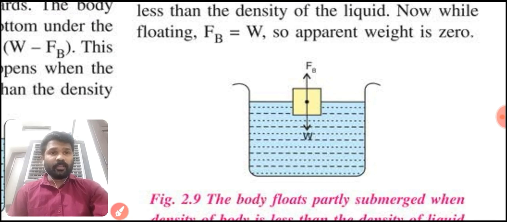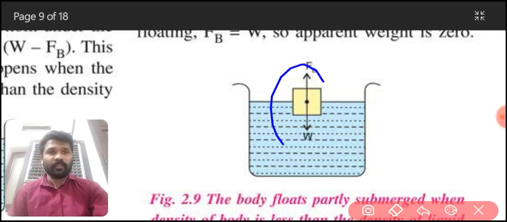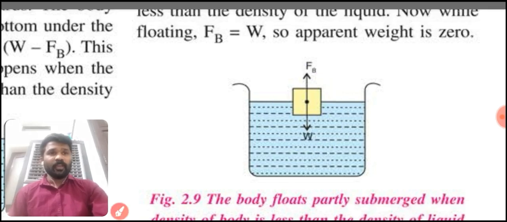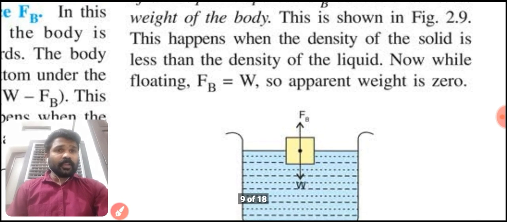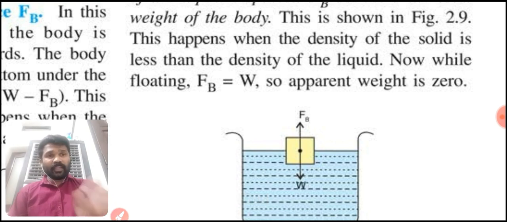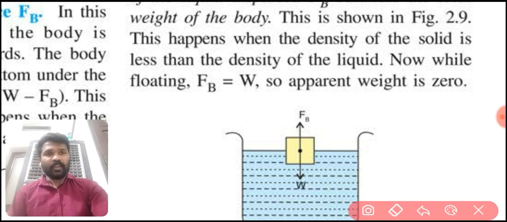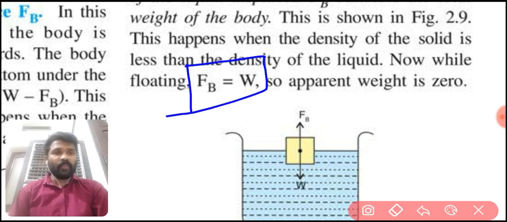Half of the body is immersed. Half of the body is immersed in the liquid, and half of the body is above the surface of the liquid. Okay, students. This happens when the density of the solid is less than the density of the liquid. Now, while floating, the condition is FB should be equal to W. So, apparent weight is 0, as in the second case.